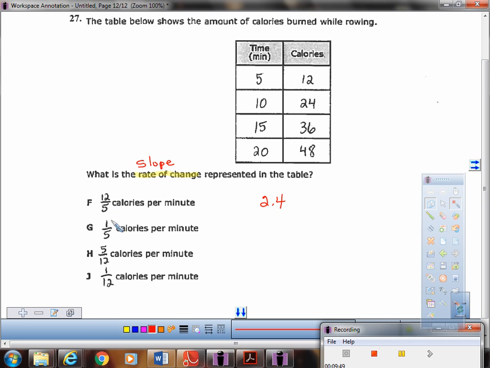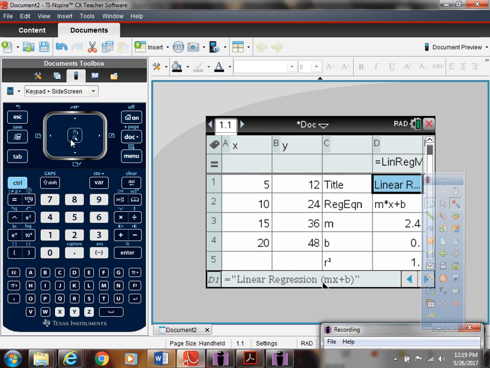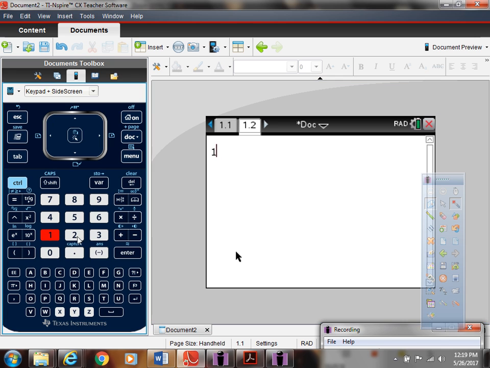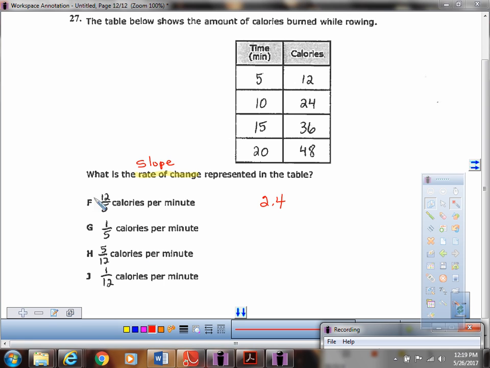So let's see if 12 divided by 5 will give us 2.4. And so you go to your first app, 12 divided by 5, Control Enter, there it is. Correct answer is actually A, or the first one.